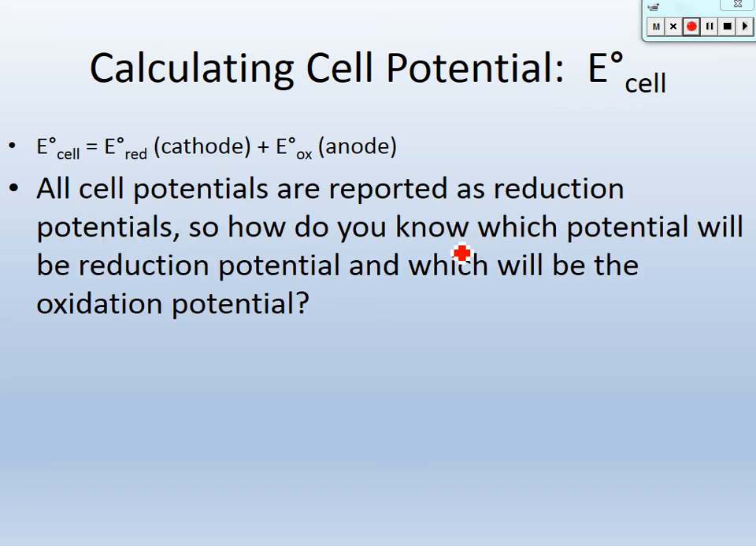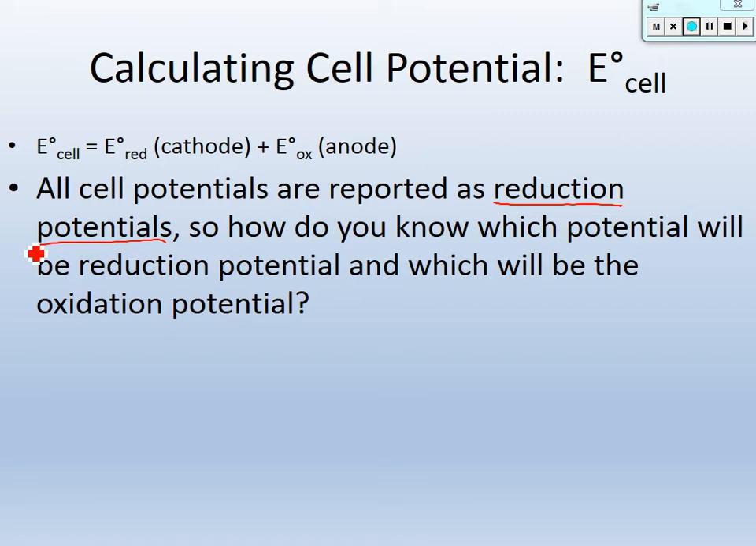Okay, so here's that equation again. For the cell, the voltage of the cell, we just take the voltage of the reduction half and add that to the voltage of the oxidation half. All cell potentials are reported as reduction potentials. That's the table that I showed you. They're all reduction potentials. So how do you know which potential will be reduction potential and which one will be the oxidation potential?